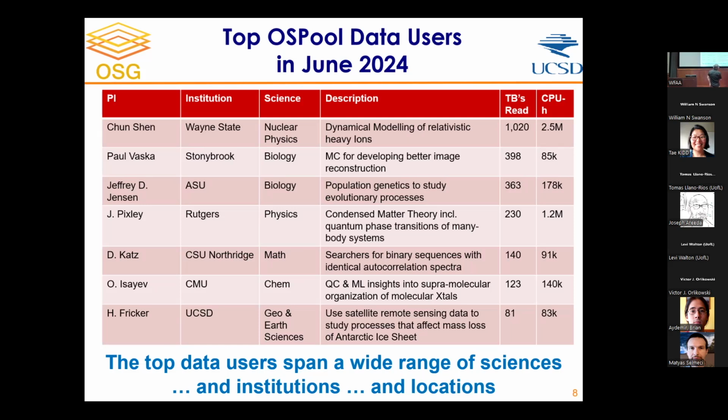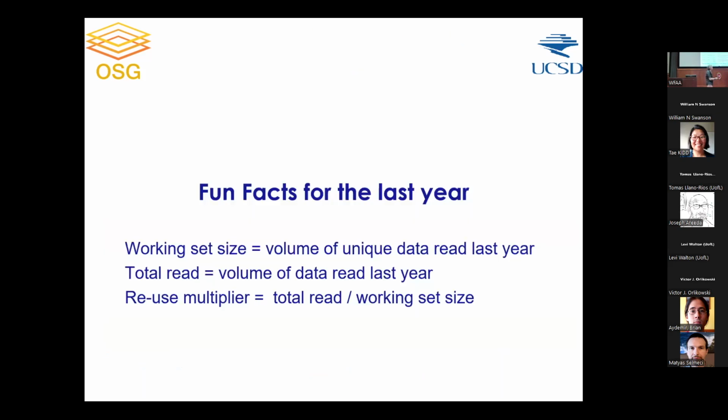And my message is it ranges over a wide range of sciences and institutions and locations, enormous diversity. Now I go to the last year because that's where I have data for working set size, the volume of unique data, and the volume of data read last year. And I can actually make distinctions on what's the access pattern. And then the reuse multiplier is just the ratio of the two.